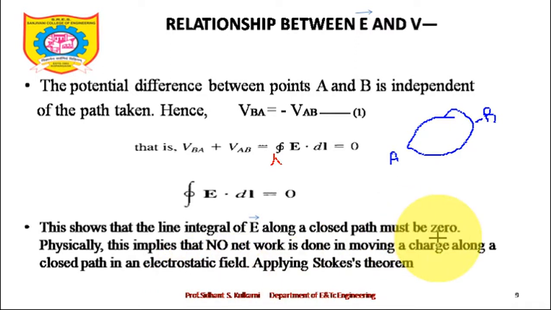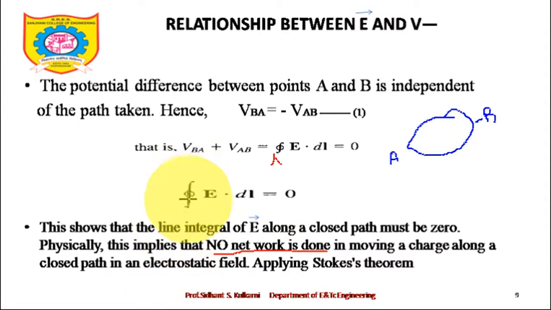Once again I will explain. Around a closed path in the electrostatic field, the total work done is 0. Let's say this work done is W1, this will become minus W1. Work done is not negative, but potential difference is negative. So VAB minus VAB will turn out to be 0, and finally we get the closed line integral of E bar dot dl bar equal to 0. It means that no net work is done. This is important: no net work is done in moving a charge in a closed path.